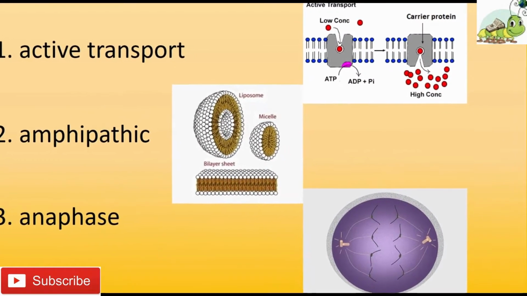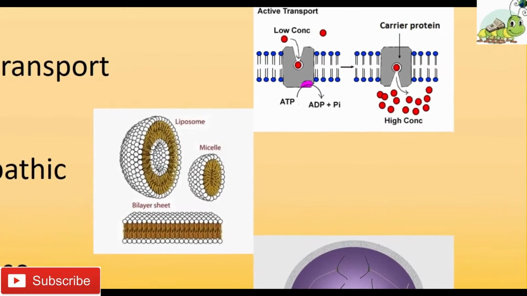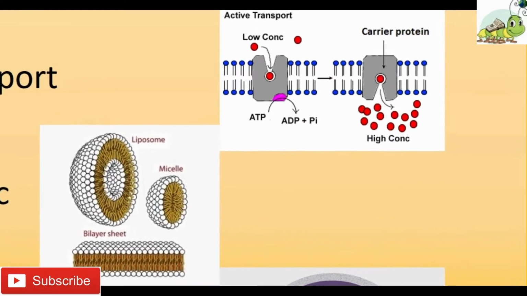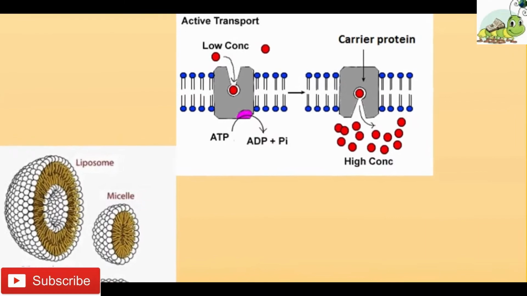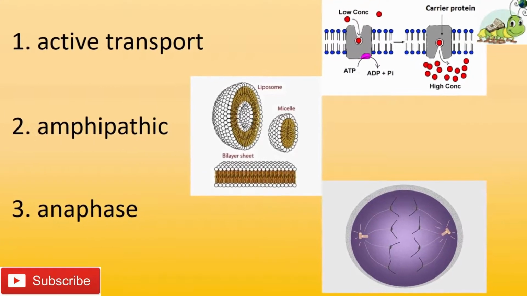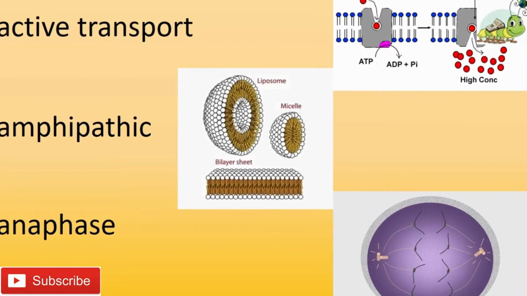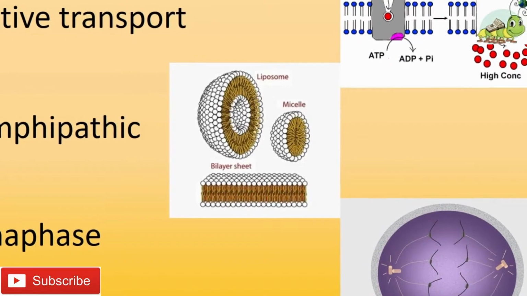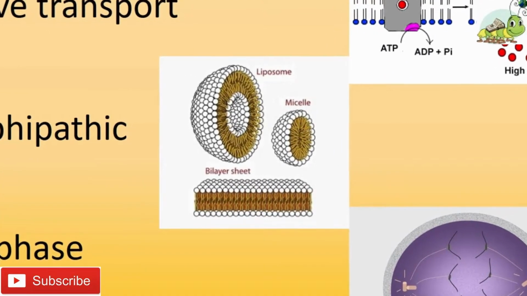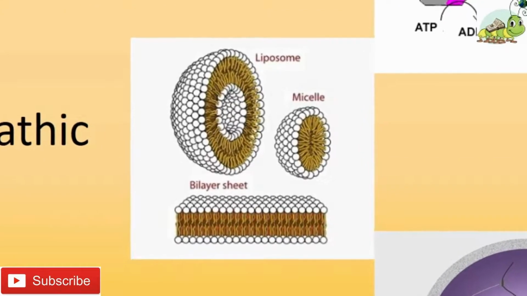Point 1. Active transport. Form of transport across the cell membrane that requires input of cellular energy. Point number 2. Amphipathic. Describes a molecule that exhibits a difference in polarity between its two ends, resulting in a difference in water solubility.